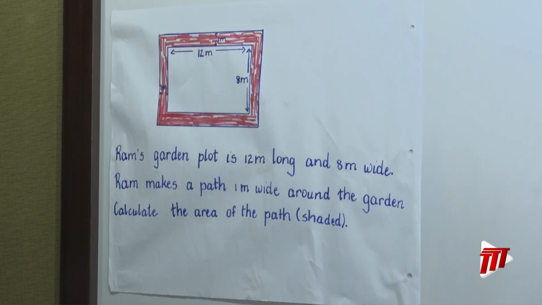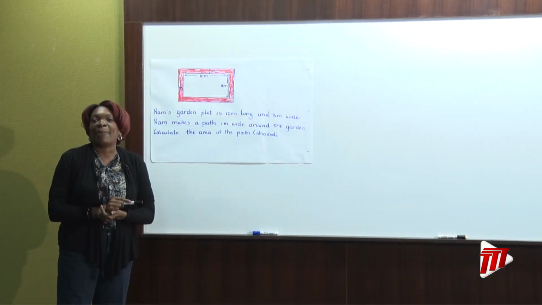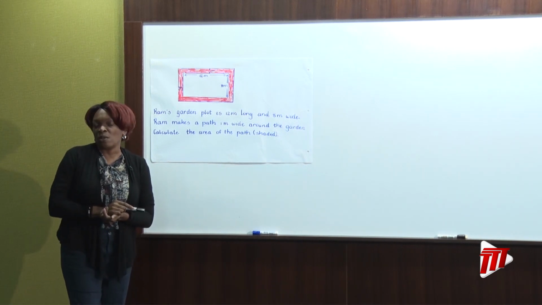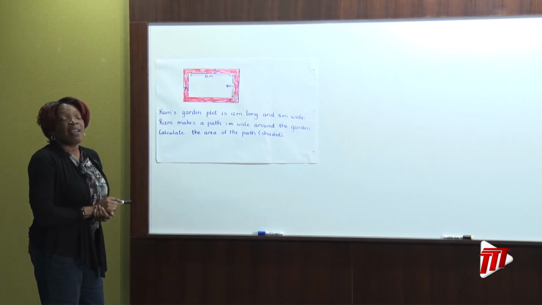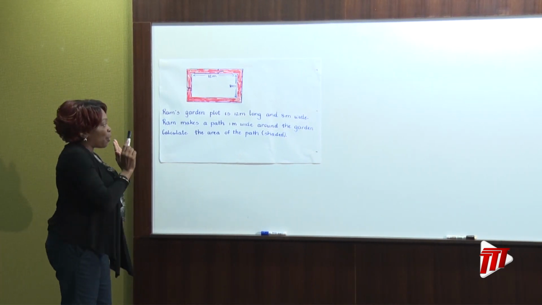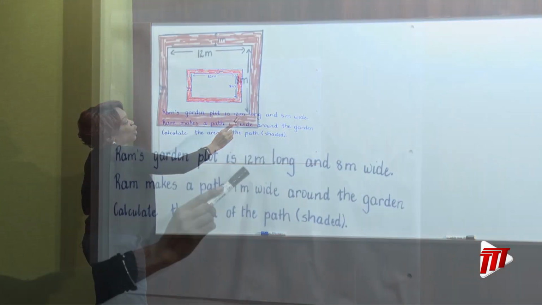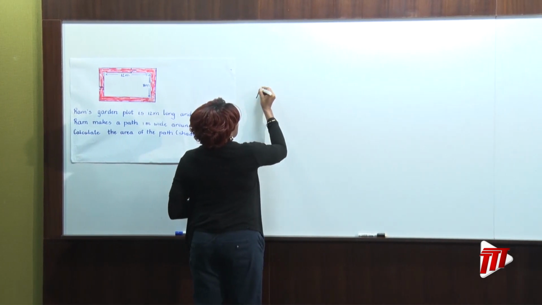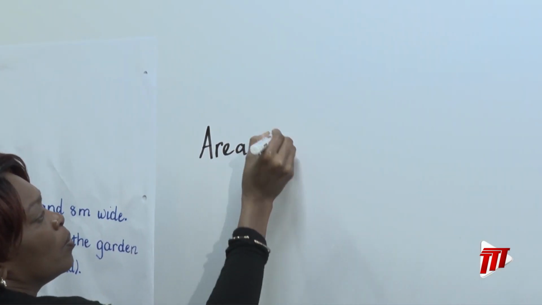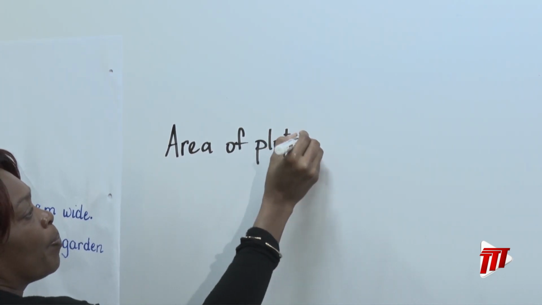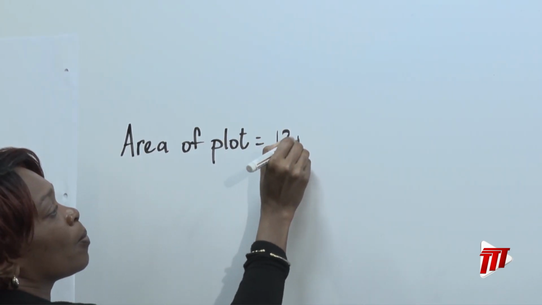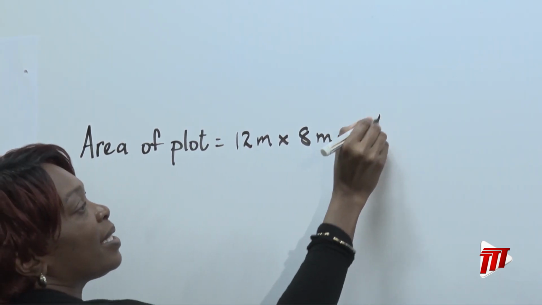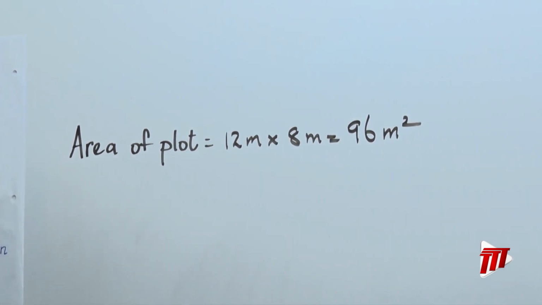How do you think we are going to find the area of the shaded path? Are you seeing it? Well, let's first start with what we know. We can find the area of the plot because those dimensions are given. The plot is 12 meters long and 8 meters wide. So let's do that first. Did you do that? What did you get? 96 meters squared. Are you with me so far? Wonderful.